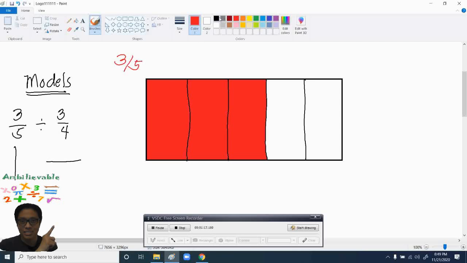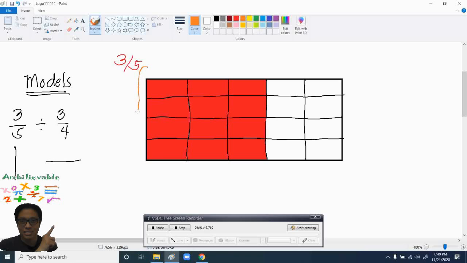Next step is to show the horizontal lines in your divisor, which is 4 parts. Let us draw the lines to show the parts in our divisor. 1, 2, 3, and 4 parts. Next step is to circle 3 parts from your horizontal parts, or for your divisor, and that's here from there, and that represents your 3/4.